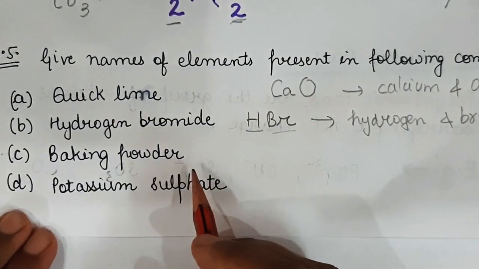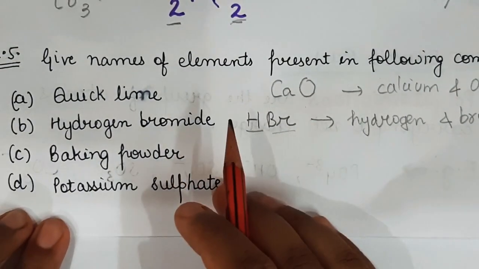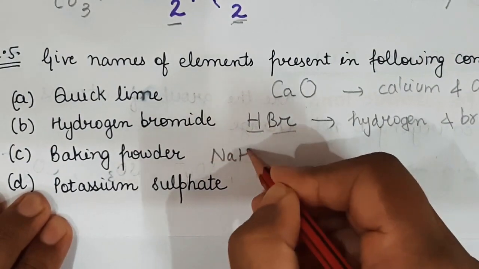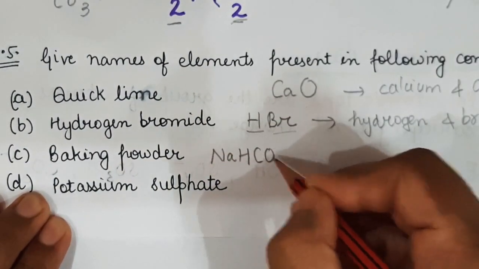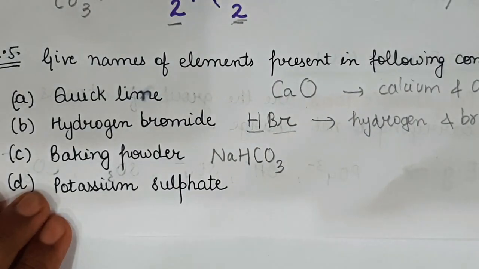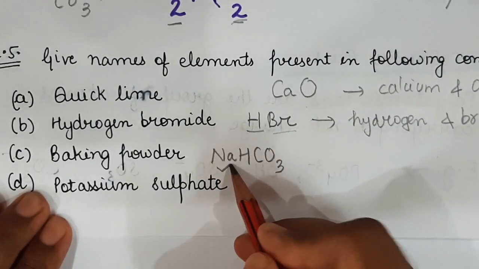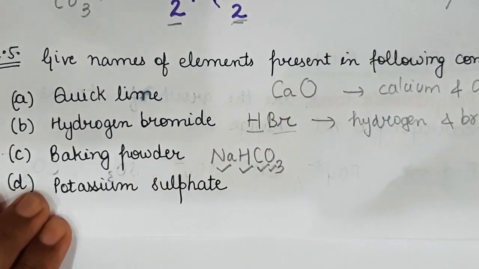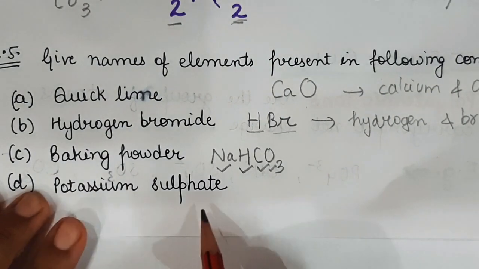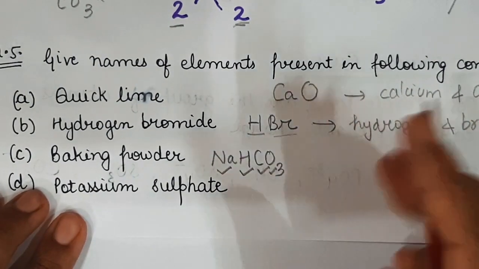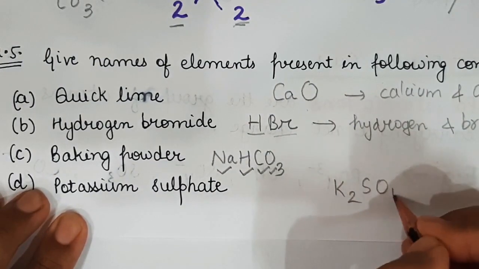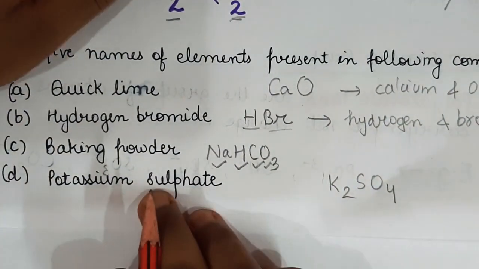Next is baking powder. What is the formula of baking powder? It is NaHCO3. So what are the elements present? Sodium, hydrogen, carbon, oxygen. Okay. And the last is potassium sulfate. The formula of potassium sulfate is K2SO4. You can derive this formula also.